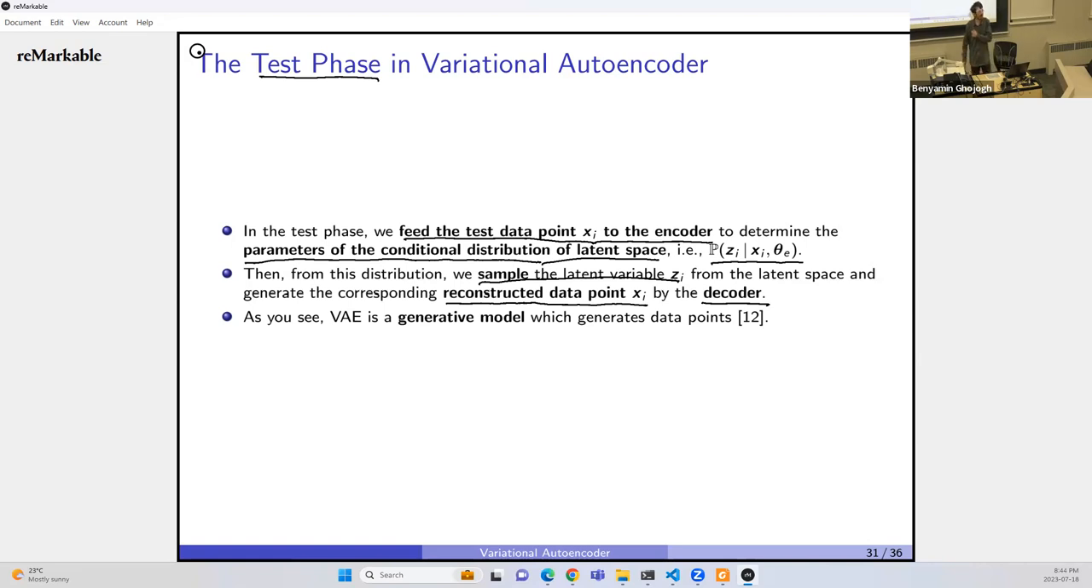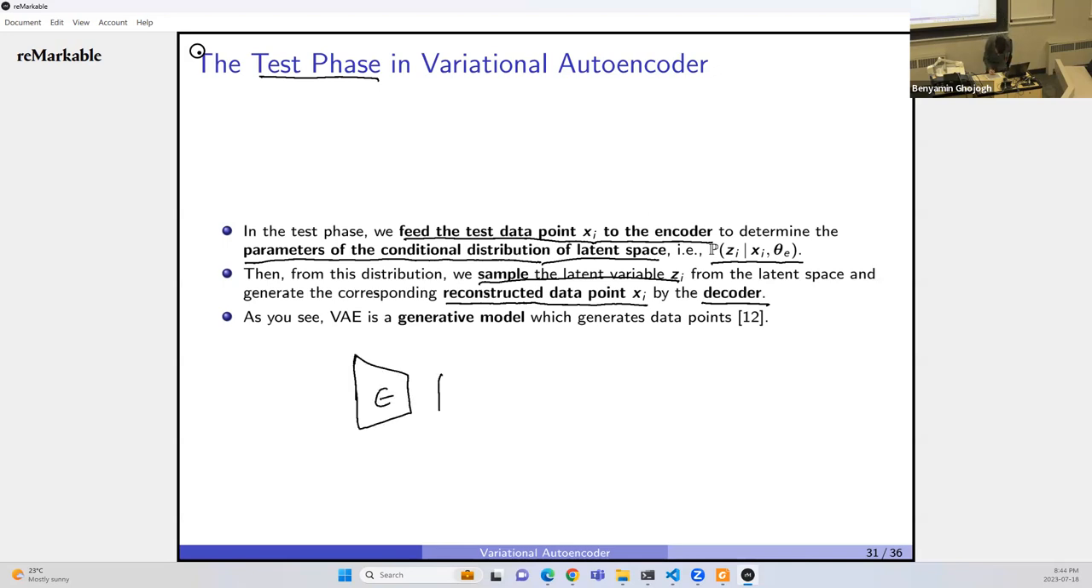As you see, it's stochastic, it's probabilistic. Once you feed Xi to it, it gives you some reconstructed data. You do it again with the same data point, it might give you slightly different reconstructed Xi. Why? Because although the distribution will be the same, you are still sampling from that distribution, so your next Zi might be different for the same Xi. You get it?